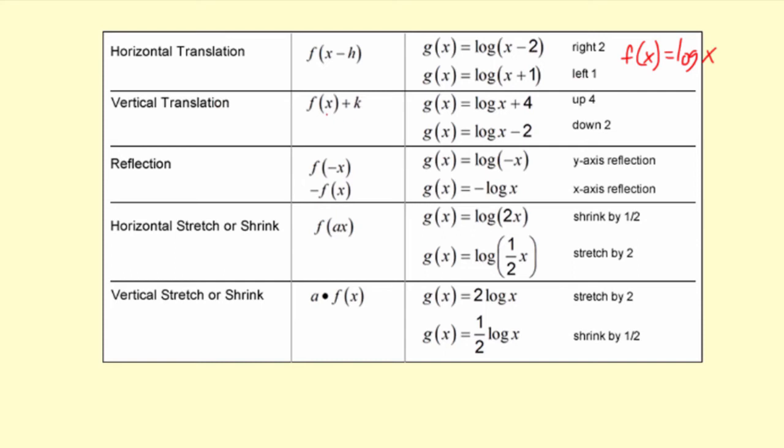Vertical translation, f of x then plus k. Examples here, g of x equals log of x, then plus 4, that's up 4. g of x equals log of x minus 2, that's down 2.